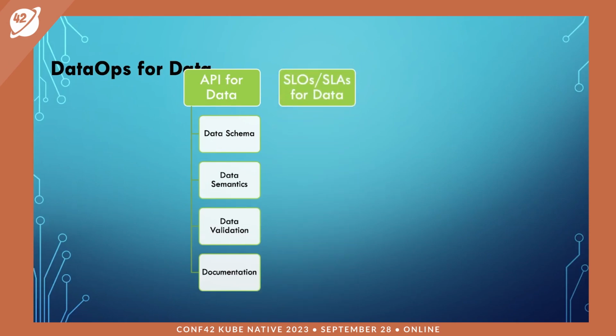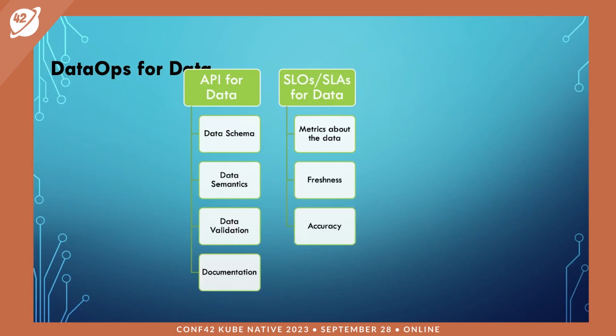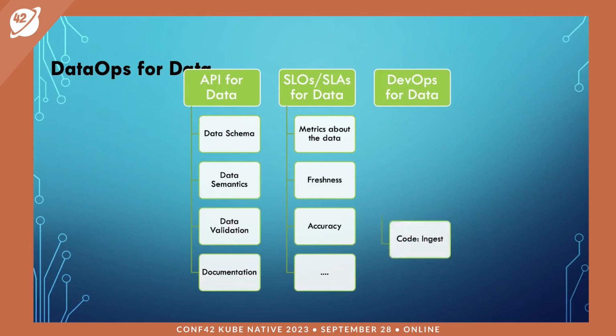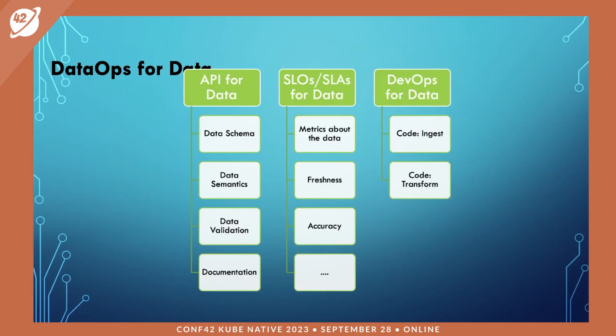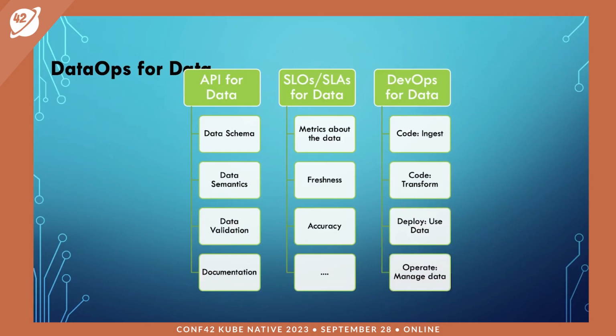We need SLOs and SLAs for data. So we need to be able to collect metrics about the data. Things like freshness, things like unique values and so on. And there are a lot of metrics. And we need the data to follow the automated DevOps cycle. Basically, the whole pipeline from sources to insights should be automated using the best DevOps practices, which means the ability to plan, code ingestion and transformation logic, the ability to deploy that logic, and to manage it, to operate it.